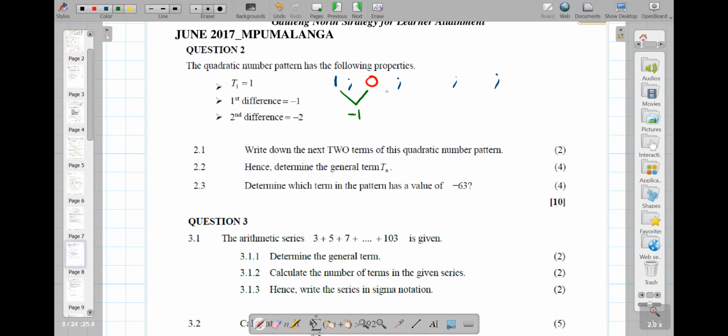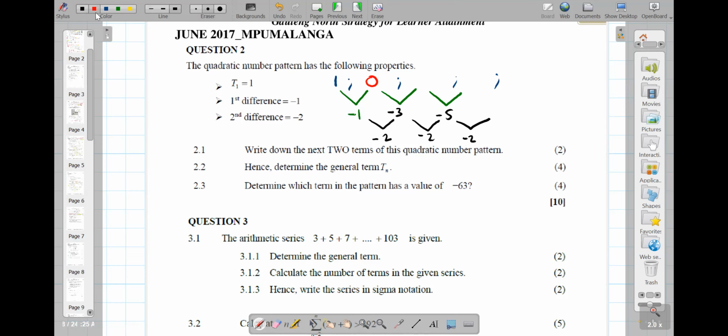But then the second difference and then the other difference. So we are given actually the second difference, and second difference is -2. And the second difference doesn't change. So then -1 plus -2 gives us -3. And then another -2 gives us -5, and so on. So it will carry on like that.